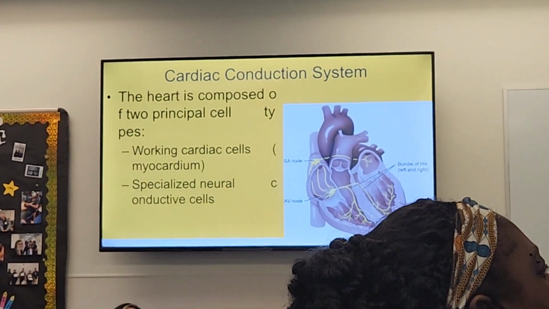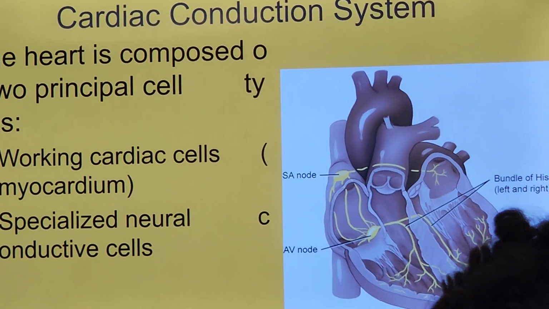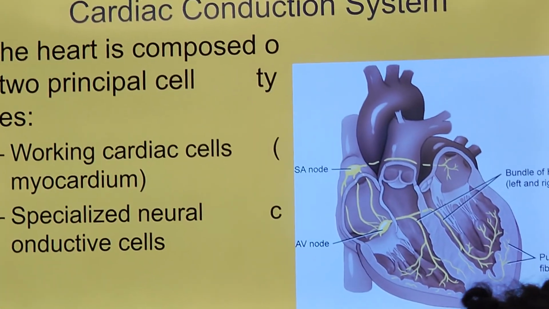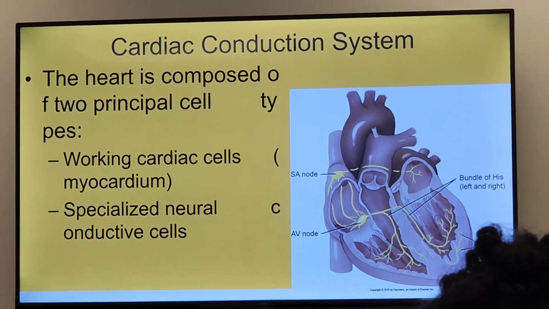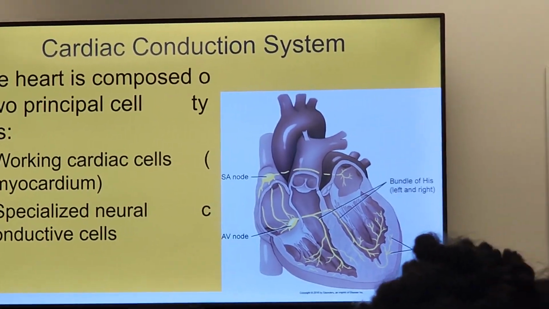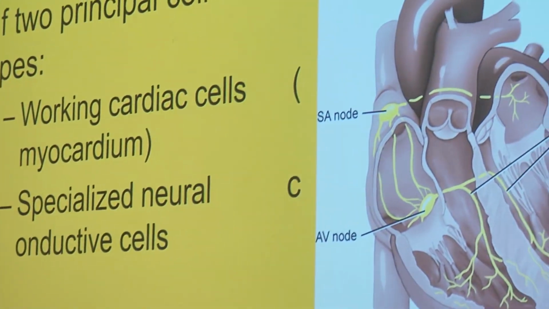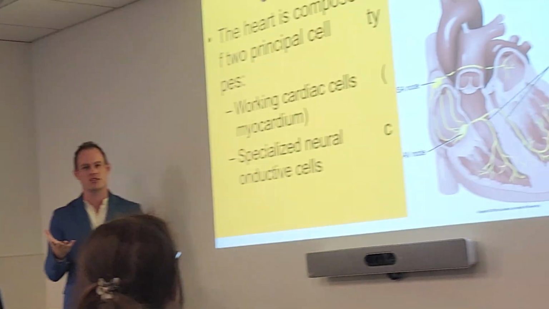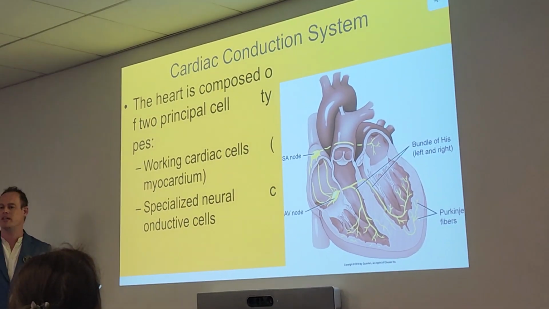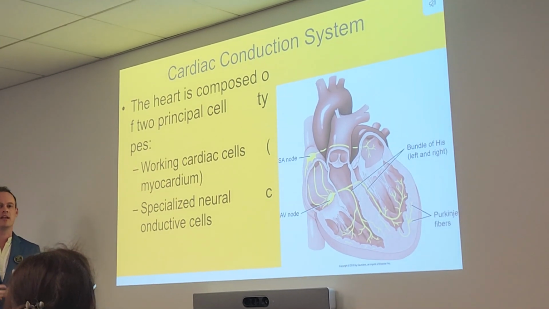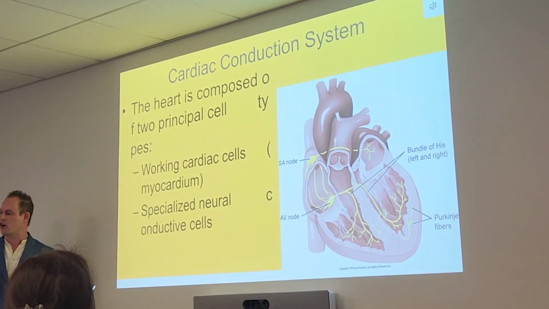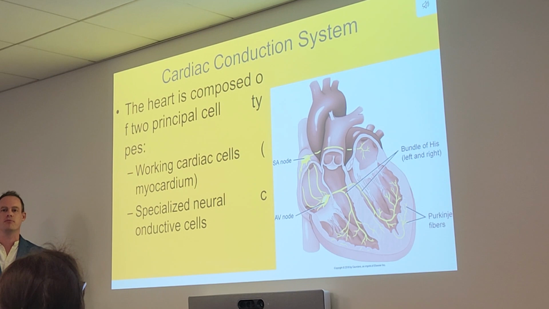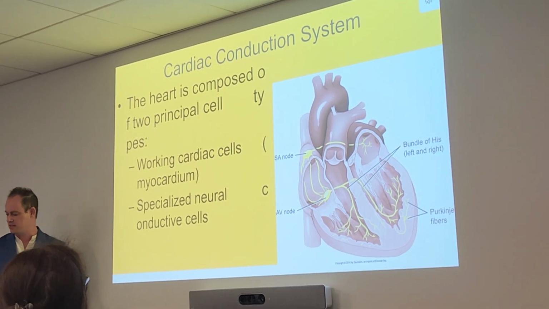Okay, cardiac conduction. It's composed of two principal cell types. We have the working cardiac cells, or the myocardium, and the specialized neural conductive cells. Those are the ones that actually give the charge to cause the heart to beat. That's all you gotta know about that. Two types of cells: the working ones, the muscle. Myocardium means muscle. And specialized neural, keyword neural, conductive cells. That's the nerves charging the heart via electricity, as electrical output to pump and stay on beat.